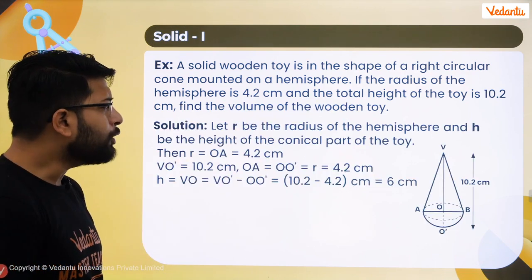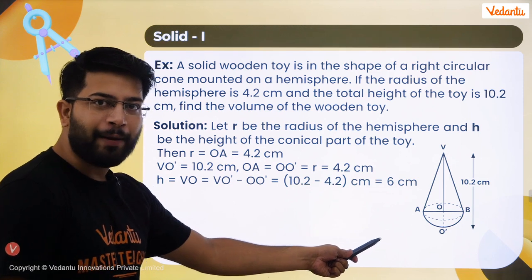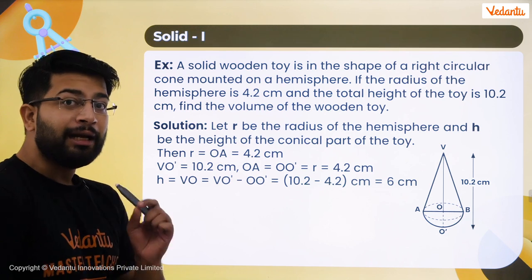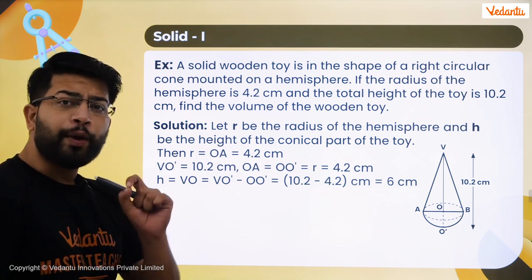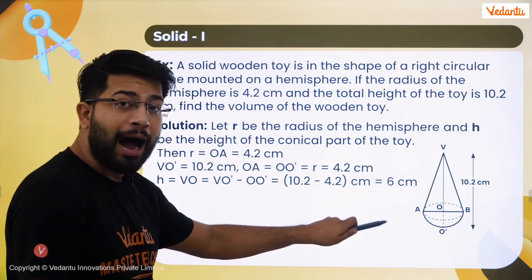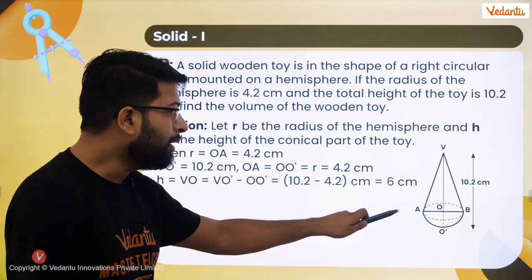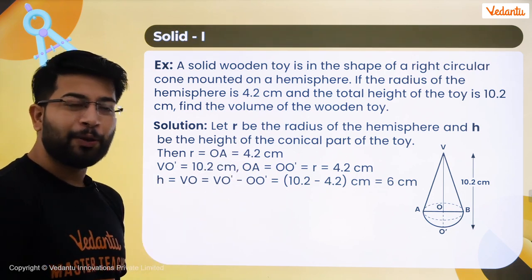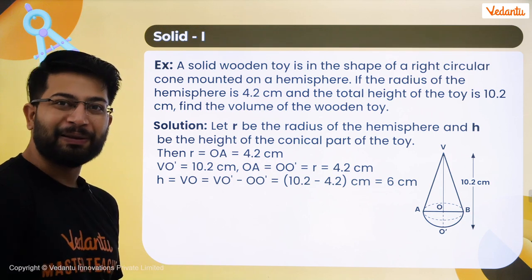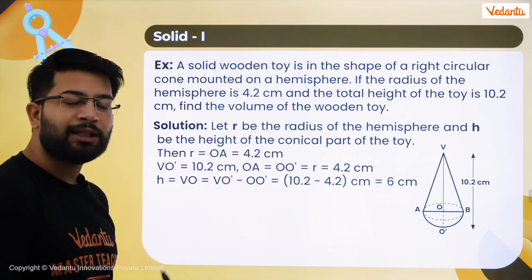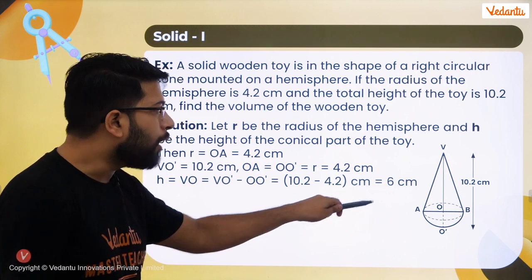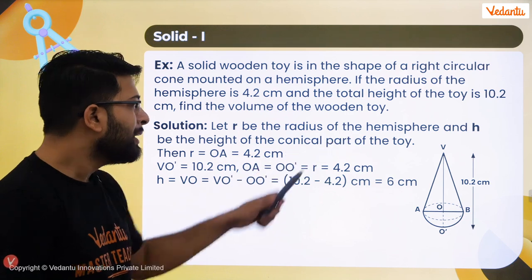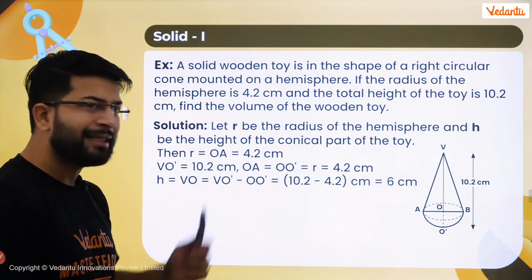That's it. So now, champ, we can see on the hemisphere, a cone is mounted. The radius of the hemisphere is given. And if you visualize, then champ, the radius of the hemisphere is also the height of the hemisphere, from the center O to O prime. OO prime is the radius, and also the height of the hemisphere. The total height of the toy is 10.2 centimeter. The height of the hemisphere is 4.2 centimeter. So height of the cone will be what? 10.2 minus 4.2, 6 centimeter.